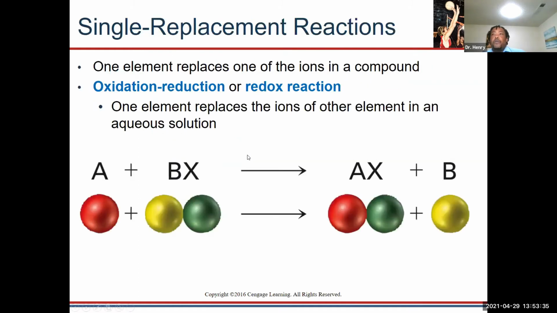Okay, so this is called the single replacement reaction. It's also sometimes called the oxidation reduction reaction or redox reactions, okay? So here we're replacing B with A. And A and B have to be similar, like they both have to be metals, or they both have to be non-metals to be able to replace each other, okay? You guys get that? Yes.